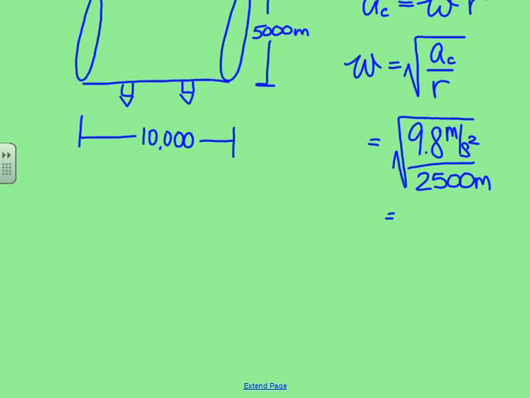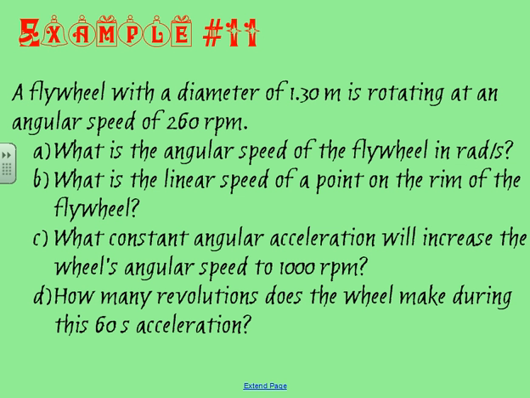Plug all that into your calculator, and you find that it's a pretty small angular speed, 0.0626 radians per second. So it wouldn't have to rotate very fast because it's very, very large. This last problem, example number 11, is again one I'd like you to try on your own. So pause this video, try the problem, and then just bring the problem to class with you tomorrow. I will have answers in class tomorrow.